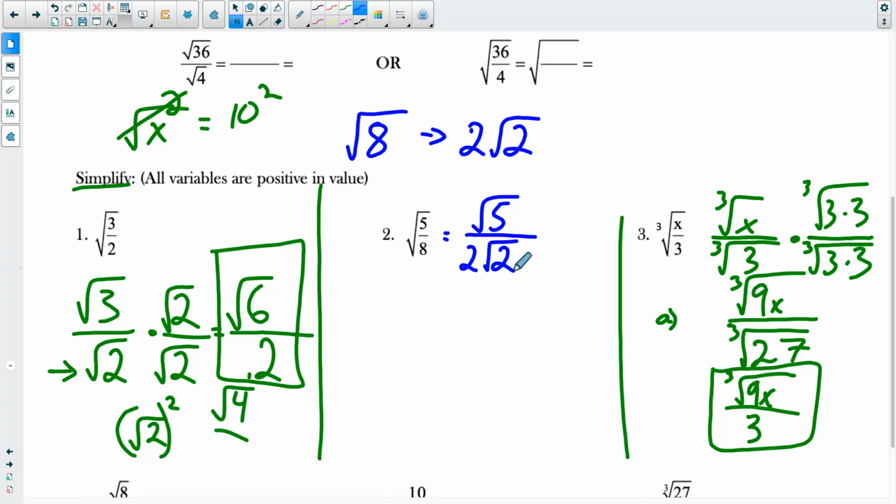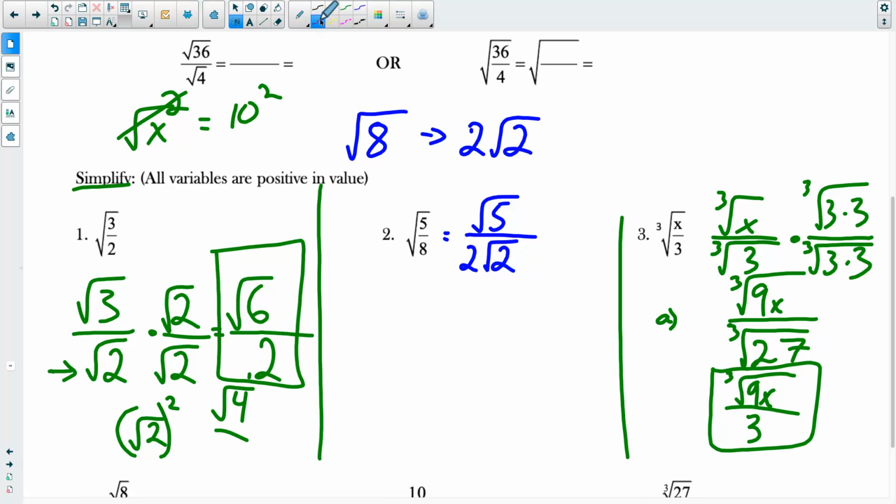Now, someone in the last class asked, well, can I leave it as square root of 8 and then at the very end simplify everything? Yes. But it goes back to my reasoning in the beginning. I'm going to simplify right off the bat because then I deal with smaller numbers and we're less likely to make a mistake later on.